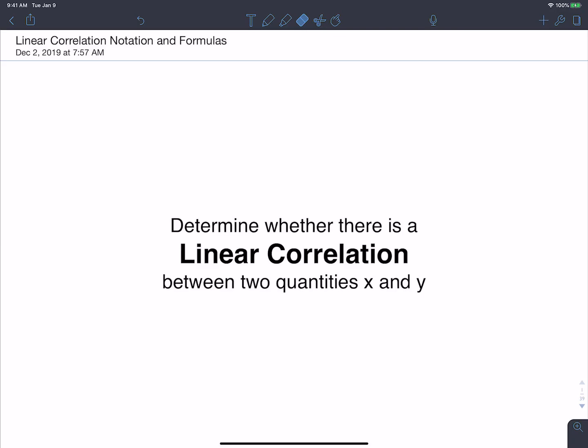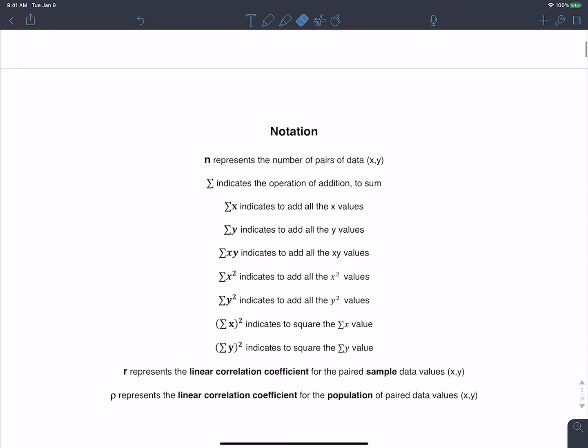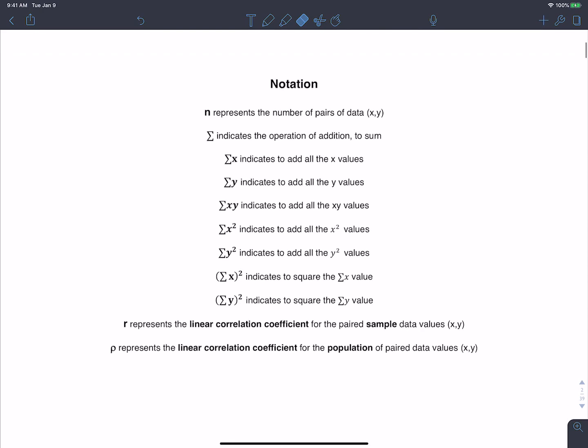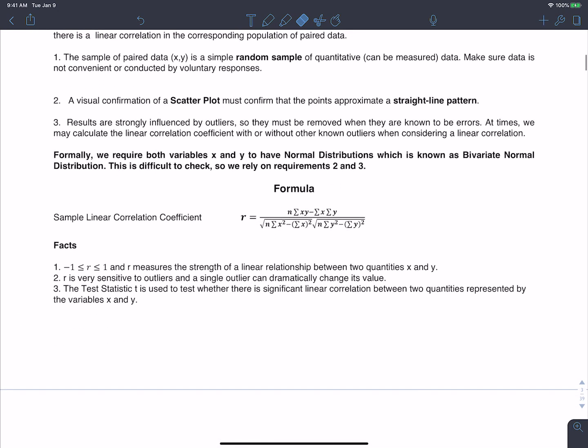Okay, so, all right, remember we went over this linear correlation information. So I have this worksheet online for you guys that defines everything like we've gone through. And here's a formula that we've written on the board and that we use, right?